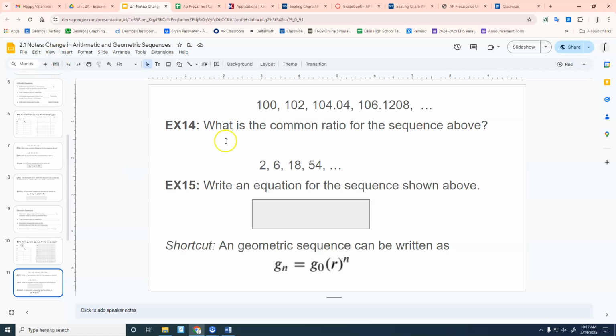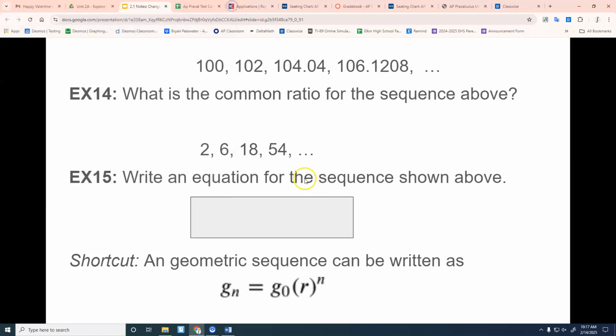Okay, so let's look at 14 here. It says, what is the common ratio for the sequence above? So for 100, 102, 104.04, 106.121208, we need to know the common ratio. What are they multiplying by there?